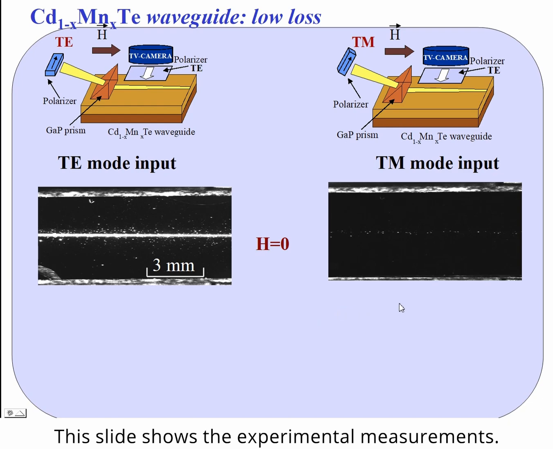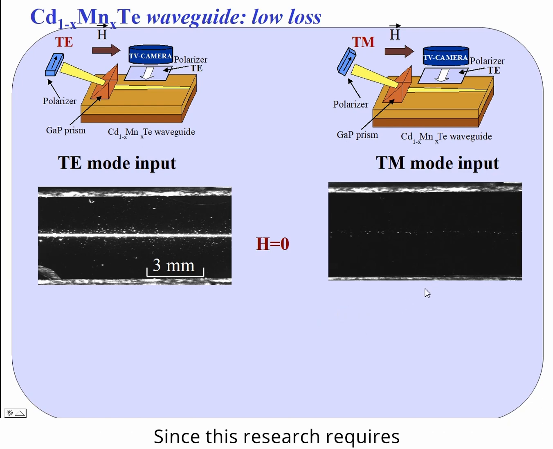This slide shows the experimental measurements. Since this research requires a lot of material optimization, I used a prism coupler setup, which does not require any microfabrication, so it could be done faster. A gallium phosphide prism was used to couple laser light into a waveguide. A high sensitivity camera detects the scattered light. A polarizer was fixed in front of the camera in order to measure TE and TM polarizations separately.